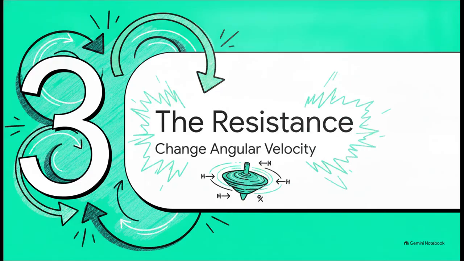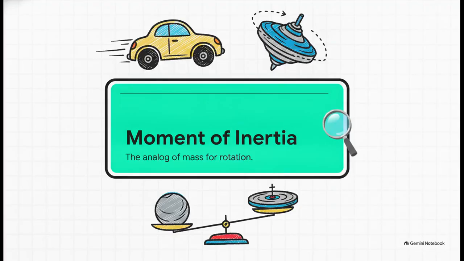All right, section 3, the resistance, changing angular velocity. Let's see how all of this builds into that actual physical resistance you feel when you try to alter that spin. Because changing angular velocity is definitely not a free action. Here is a really fascinating parallel for you.